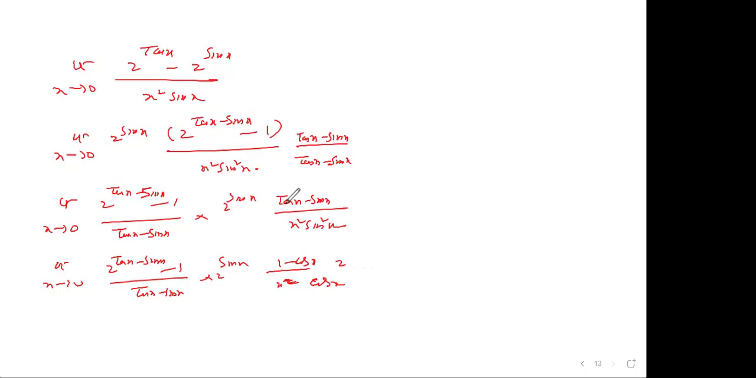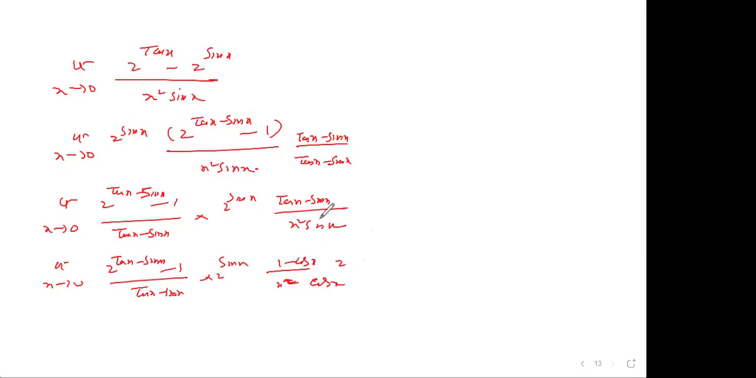I'm taking sin x common here. So I may get this as sin x, 1 by cos x minus 1. 1 minus cos x I will get, like this, divided by x square cos x. Here, it will be sin x only, not x square. Okay, sorry guys, I wrote extra. Yeah, it is sin x only.